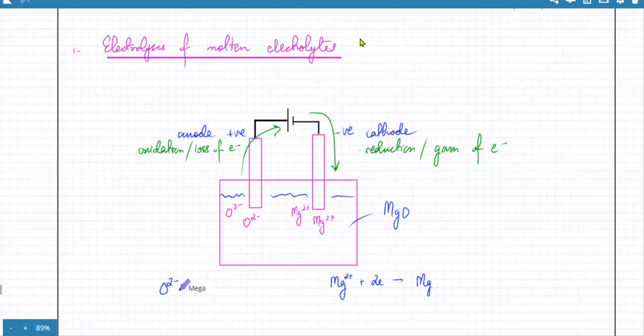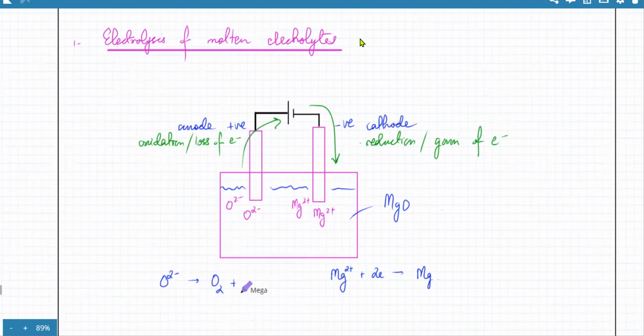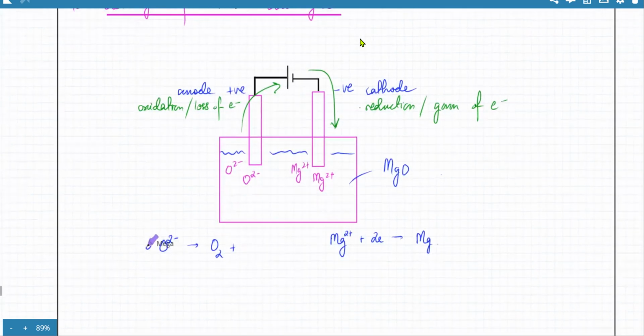So you could write this as it's going to lose two electrons to form oxygen, which is diatomic. And since you have to form oxygen, which is diatomic, there should be two oxide ions, and in total they would be losing four electrons.